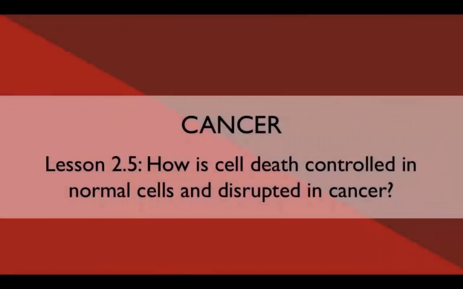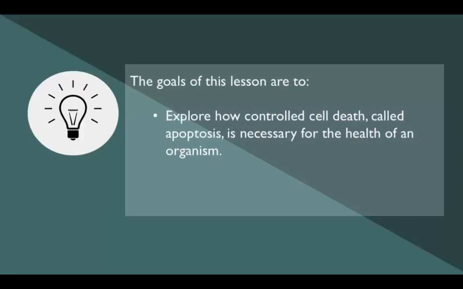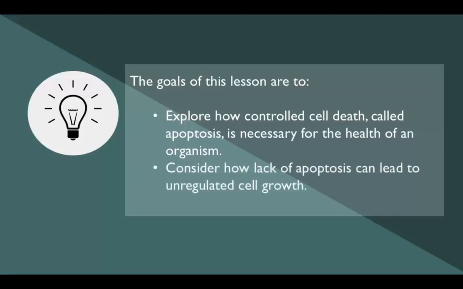Welcome to Cancer Lesson 2.5, How is Cell Death Controlled in Normal Cells and Disrupted in Cancer? The goals of this lesson are to explore how controlled cell death, called apoptosis, is necessary for the health of an organism, and consider how lack of apoptosis can lead to unregulated cell growth.